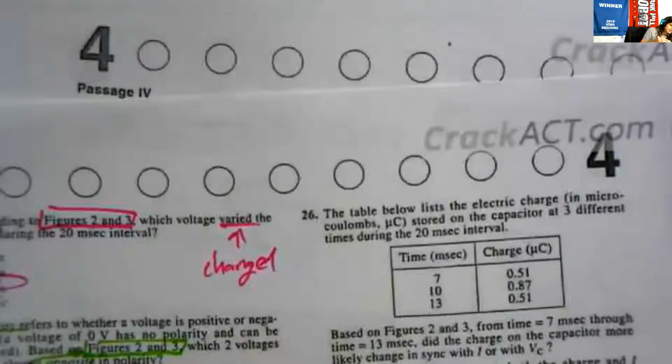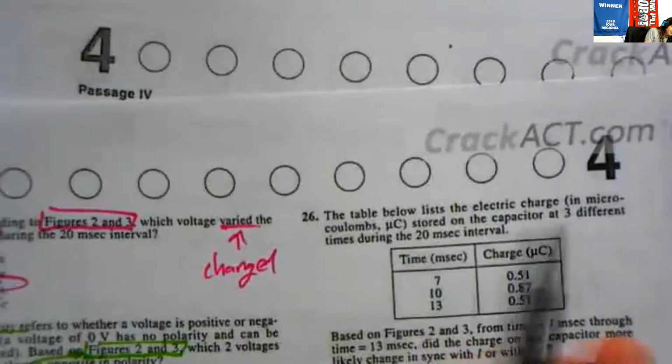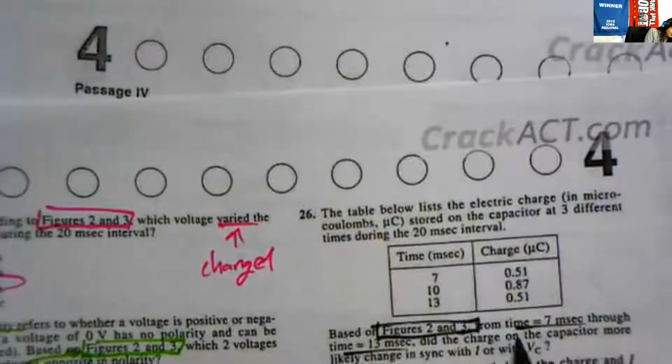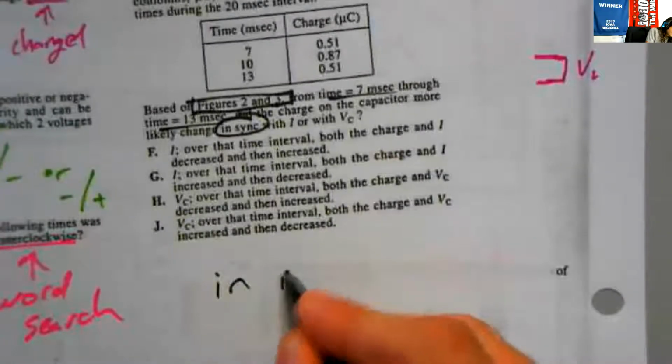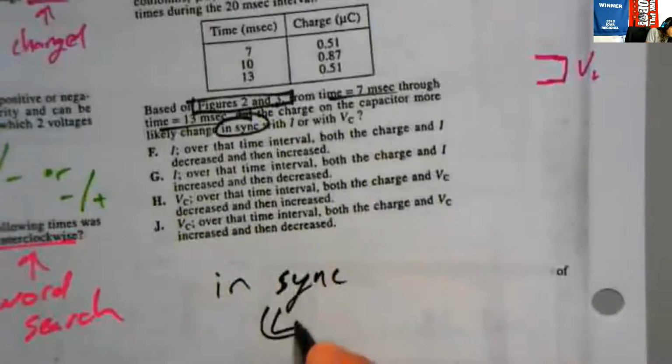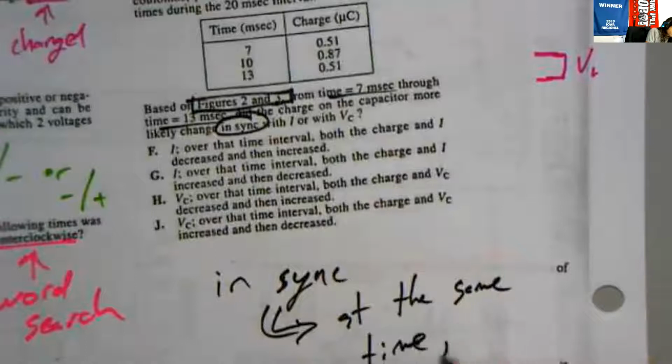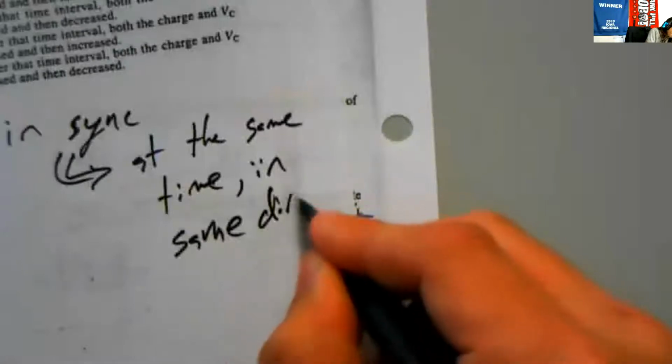Last one, okay. Table below lists the electric charge in microcoulombs stored on the capacitor at 3 different times. Based on figures 2 and 3, from time 7 through time 13, did the charge on the capacitor more likely change in sync with I or VC? That phrase, in sync, at the same time, in the same direction? Synchronized swimming. Are they in sync? Are they doing the same thing at the same time?